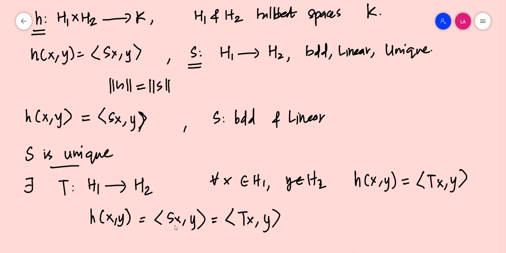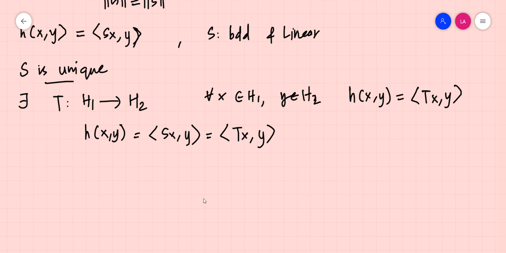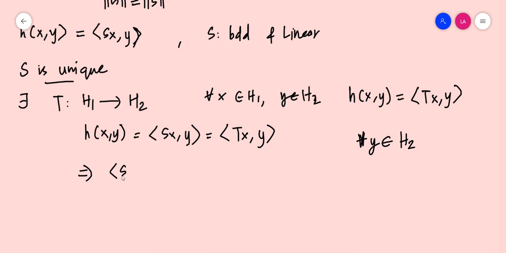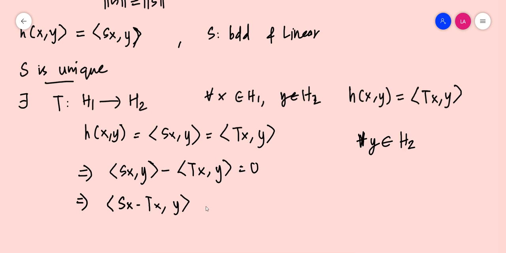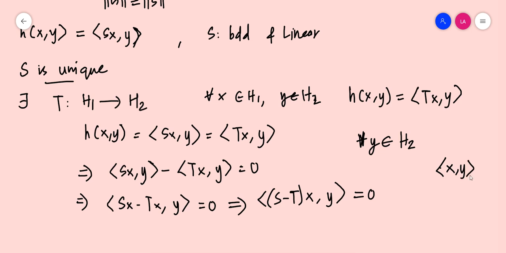Now inner product Sx,y and inner product Tx,y are equal, and this is true for all y element of H2. So from this we can write inner product Sx,y minus inner product Tx,y equal to 0. This is inner product Sx minus Tx, comma y, equal to 0. This implies inner product S minus T of x, comma y, equals 0, since S and T are linear operators. Now we have already proved that inner product x,y equal to 0 for all y implies x is equal to 0.